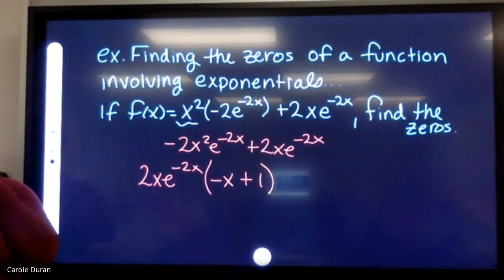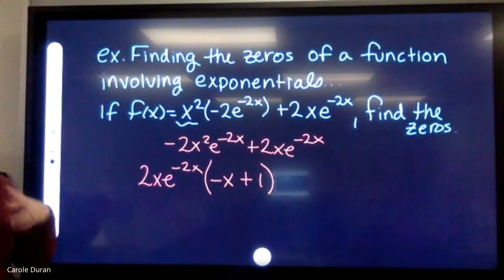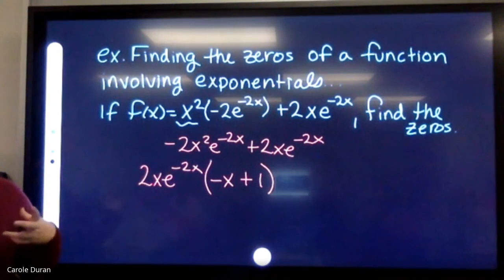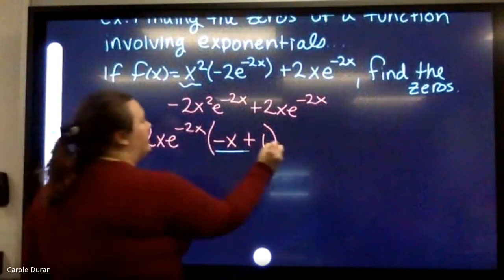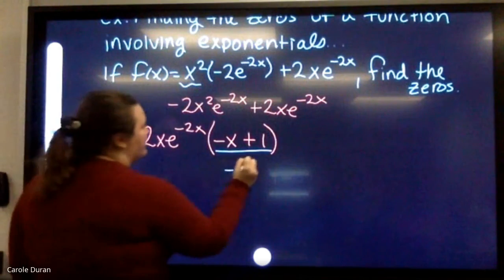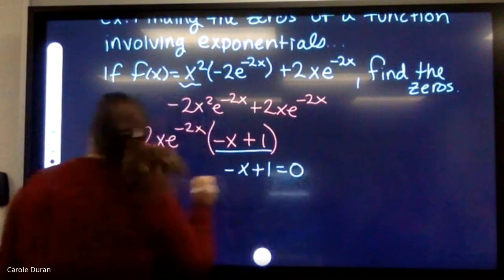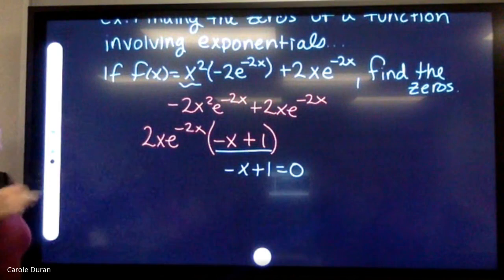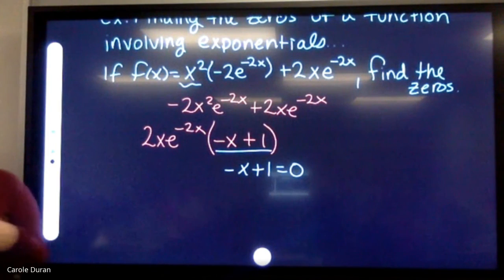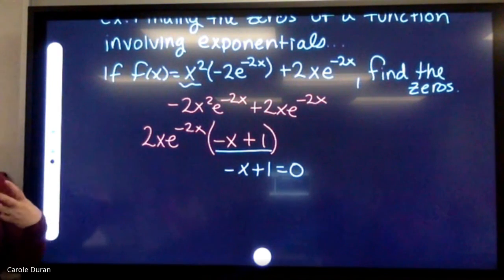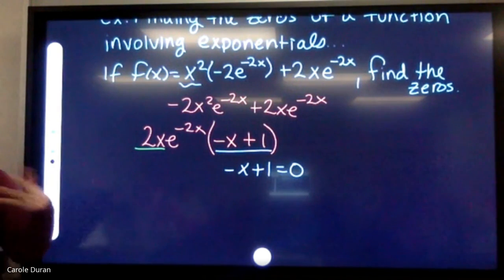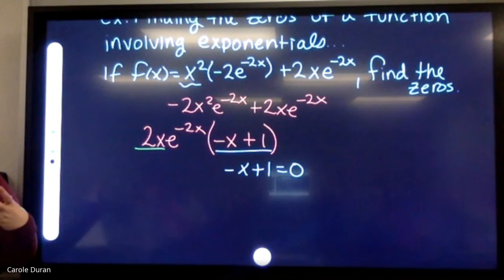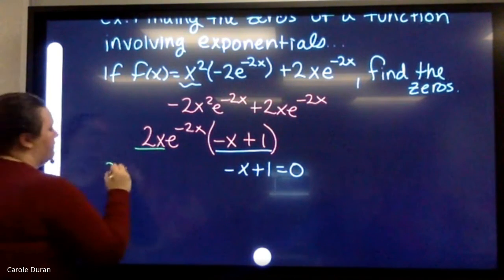Since this is all being multiplied together, I can break it apart and set each part equal to 0 and find my zeros that way. So clearly, what's inside the parentheses is one of my factors and will get set equal to 0. What's out front is a little bit different. Because it's two things multiplied together, I actually need to separate it and think about each of them individually. So the first portion I'm going to think about is 2x. That can definitely equal 0 at some point, correct? So I set it equal to 0 and I solve.